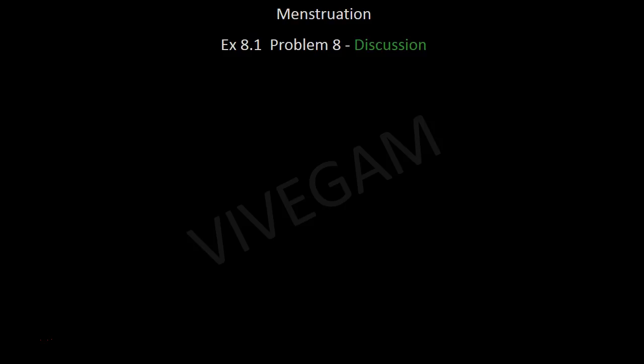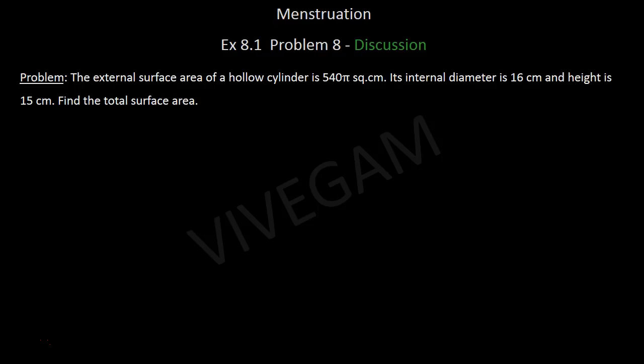Exercise 8.1, Problem 8, Discussion. The external surface area of a hollow cylinder is 540 pi square centimeter. Its internal diameter is 16 centimeter and height is 15 centimeter. Find the total surface area. Okay, let's mark.